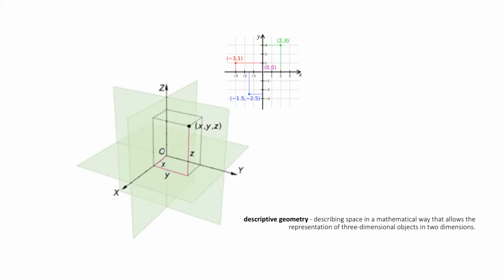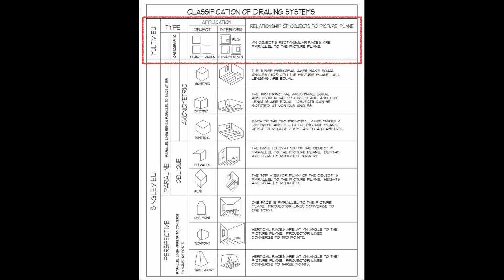The answer to these questions is supposedly found in descriptive geometry, a graphical communication system concerned with describing space in a mathematical way, which allows for the representation of three-dimensional objects in two dimensions. Understanding descriptive geometry allowed for the development of a classification of drawing systems, all with different characteristics. This chart shows the various drawing systems and representational techniques available to us. Here, our focus will be on orthogonal drawings.